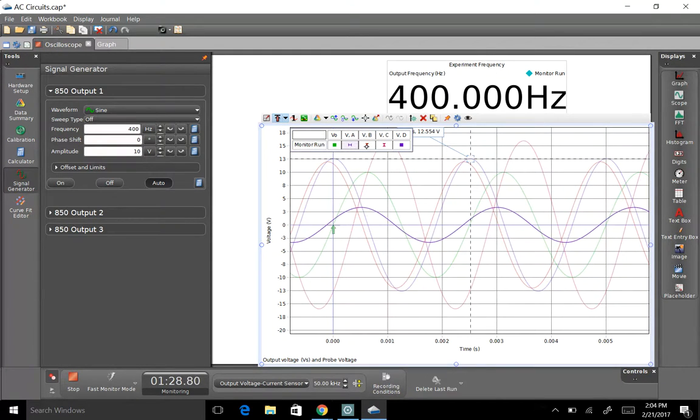Then I have the voltage across the inductor. Notice the voltage across the inductor has its peak before the current, which has its peak with the voltage across the resistor. Question, Larissa.